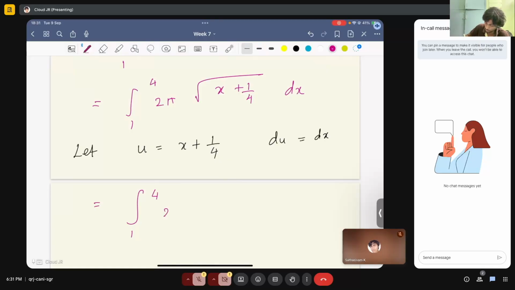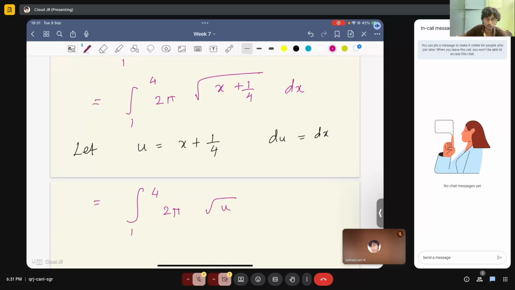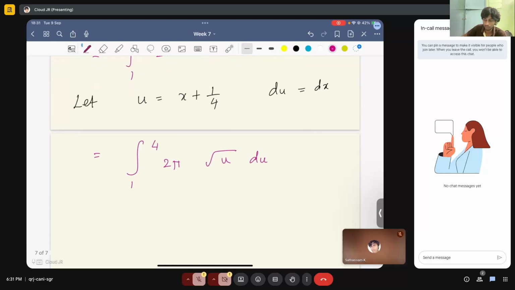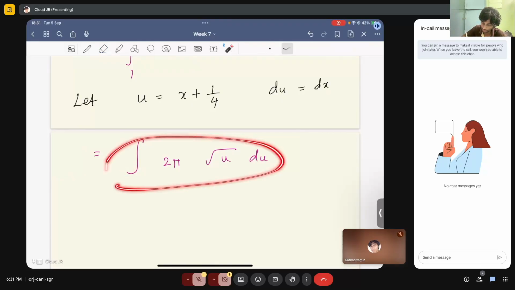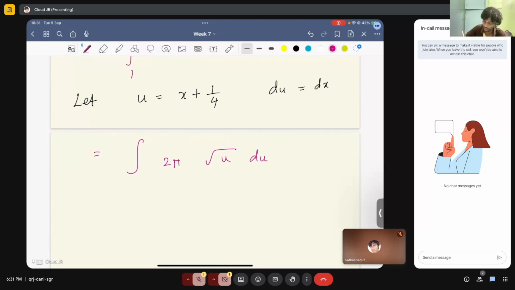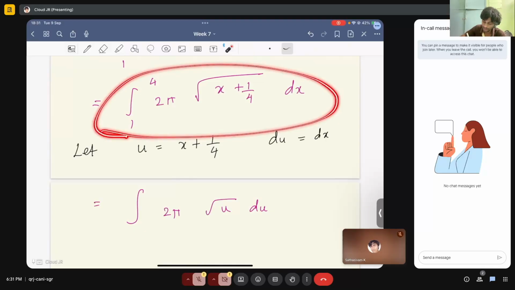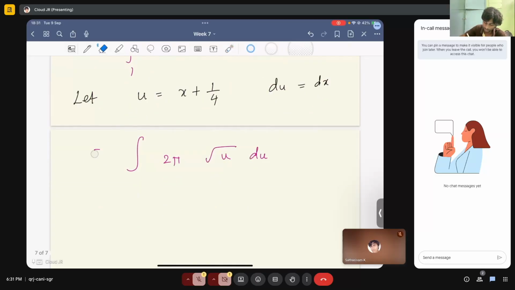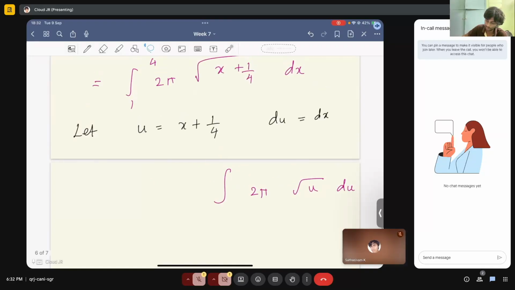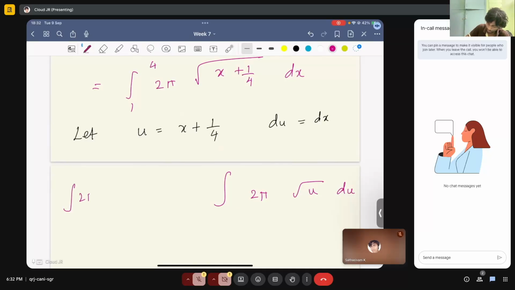So this will become the integral from 1 to 4 of 2 pi square root of u du. But I made an error here, I have to change the limit also. So probably what we do is instead of changing the limit here, we do the other way, where we first find the indefinite integral, then we substitute the limits back later. You can do both ways. Since we did the last problem the other way, we will do this problem differently.